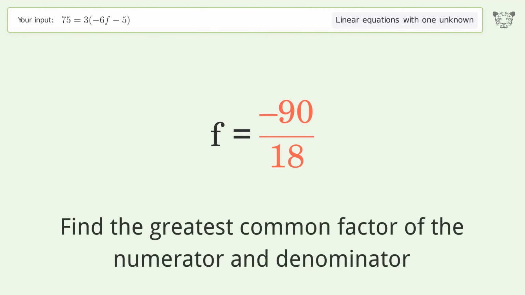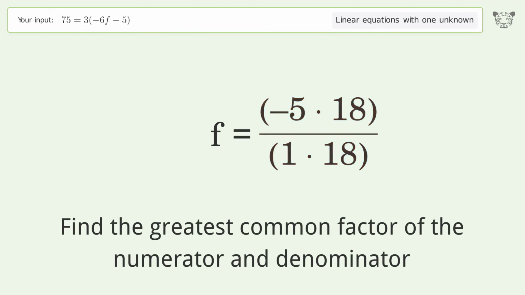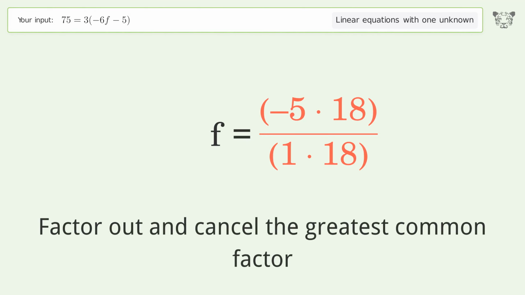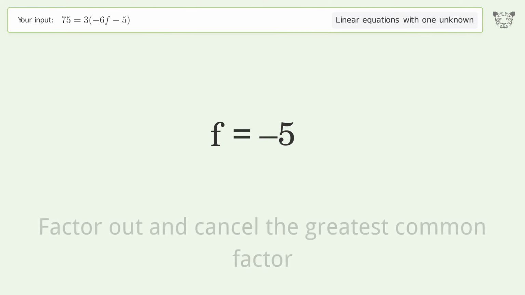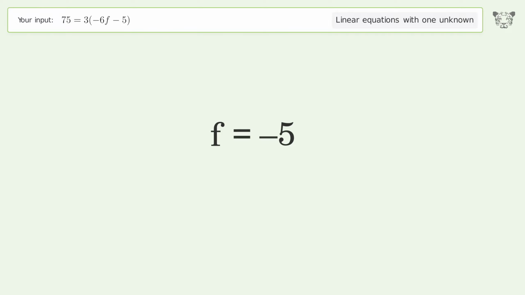Find the greatest common factor of the numerator and denominator. Factor out and cancel the greatest common factor. And so the final result is f equals -5.